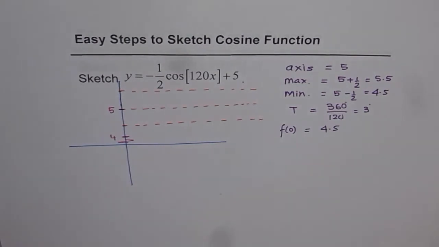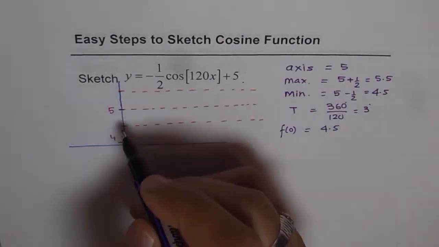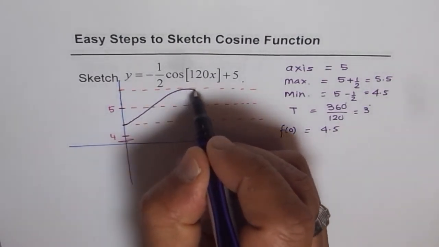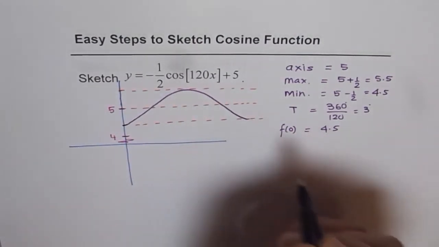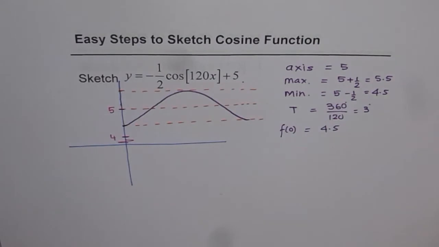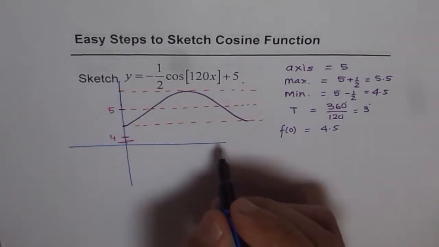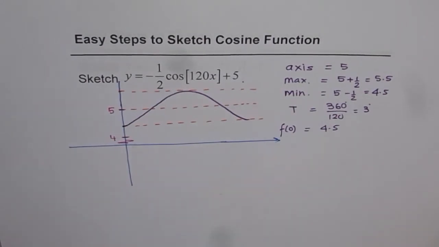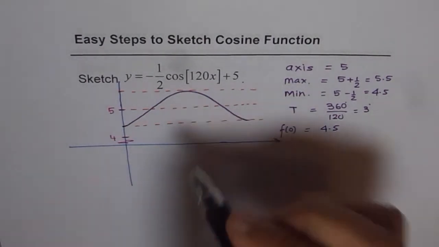So I have a cosine function starting with minimum here. So what I will do is I'll just sketch my cosine function. That's what it is, right? So once you sketch your function, then you can write down the time period. So let's just sketch it like this now. Now we'll fill in the rest of the things.